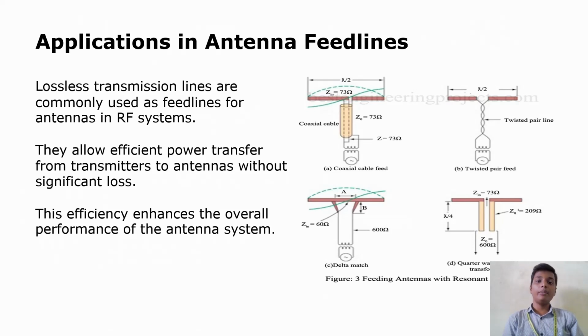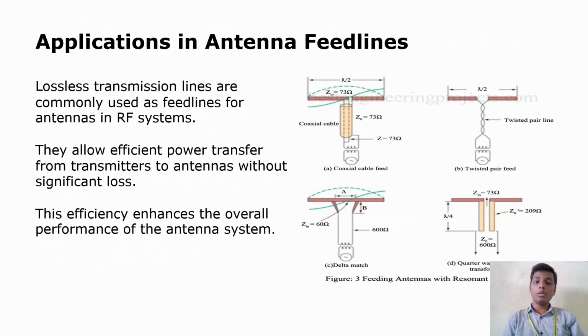Applications in antenna feed lines. Lossless transmission lines are commonly used as feed lines for antennas in RF systems. They allow efficient power transfer from transmitters to antennas without significant loss. This efficiency enhances the overall performance of the antenna system.